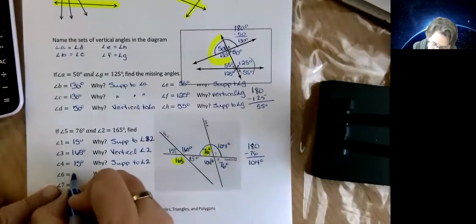And over here we had angle 5 was 76. So angle 6 was 104.